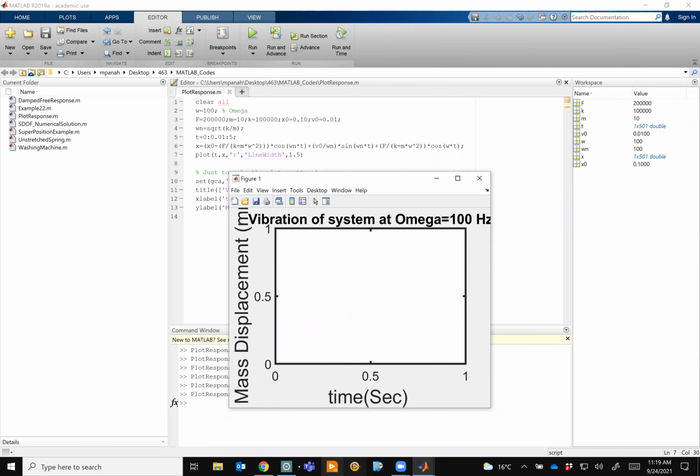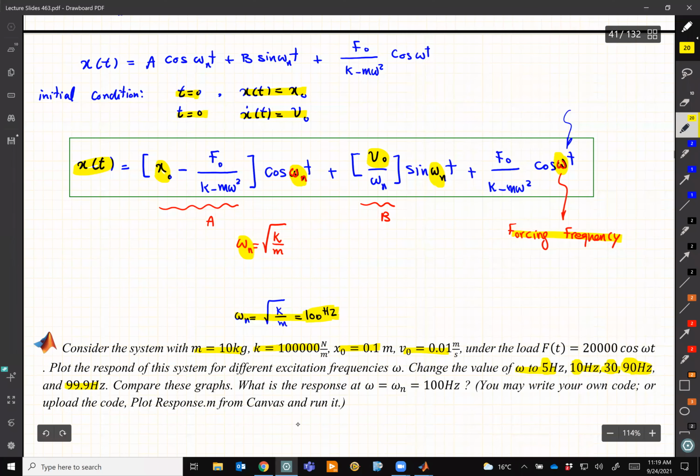Because if I go back to the equation and put omega exactly equal to omega n and simplify, I will show you in a moment that this equation is not going to be valid. Right? Let's summarize based on what we plotted.